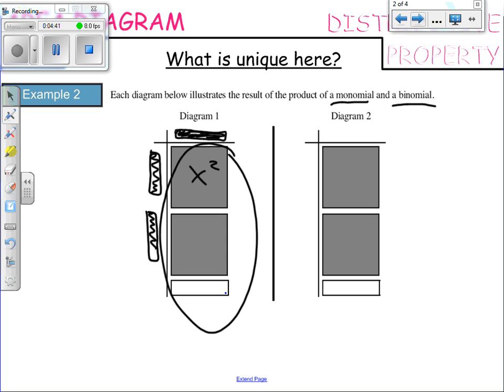And how do we get this negative x? We have to go x times a negative 1. So it's just an empty box.